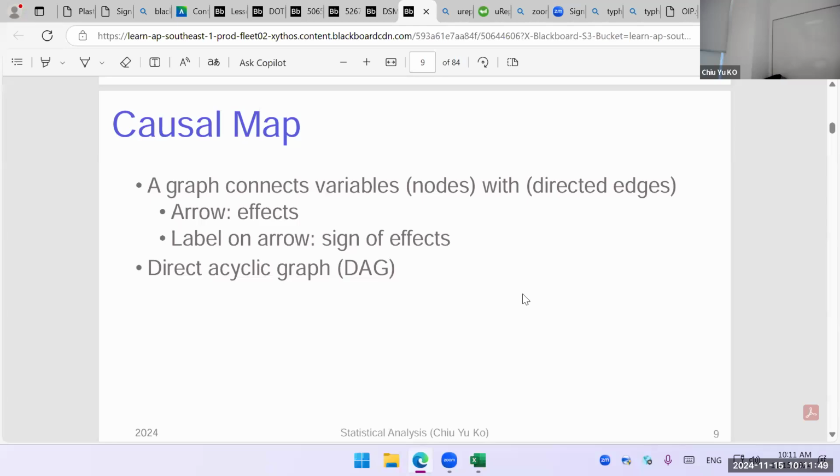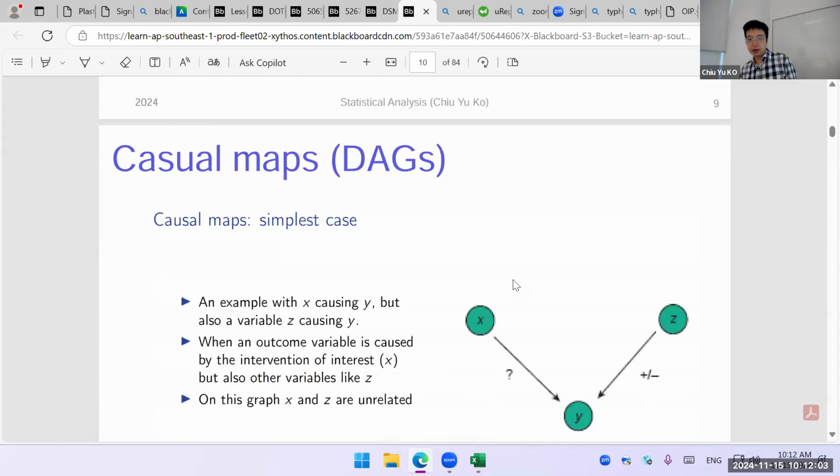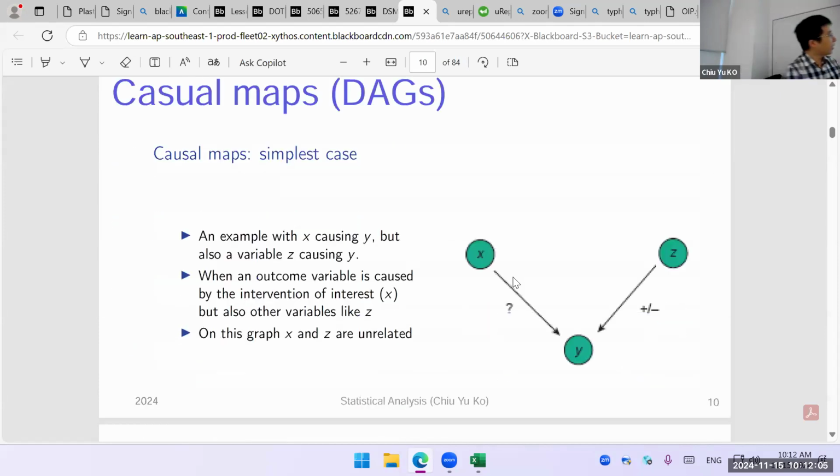So what is this? It's a graph. We call this a directed acyclic graph. Basically, it's just nodes with arrows, and there's no cycle. That's why it's acyclic. Directed means there's an arrow there, okay? So let's see the graph, and you'll see what's going on there. An example will be like this, okay?